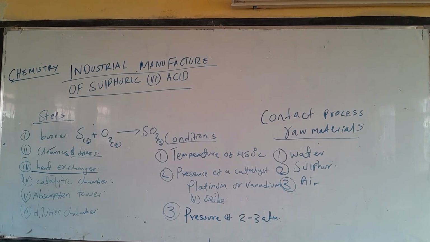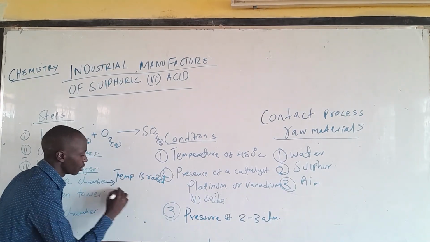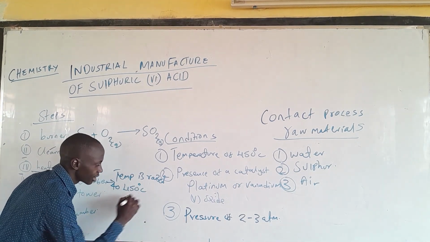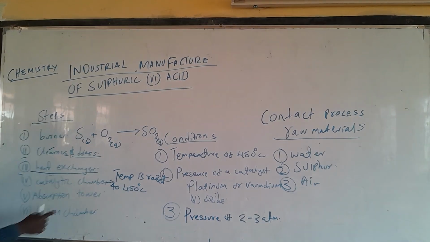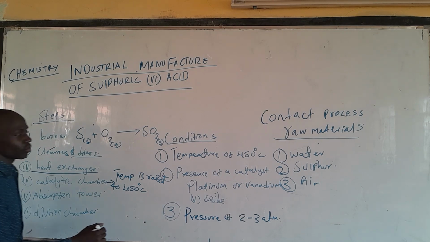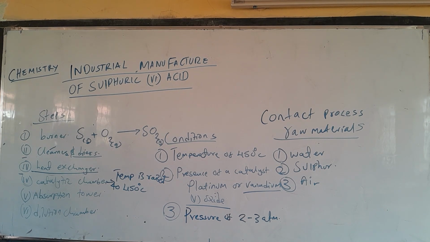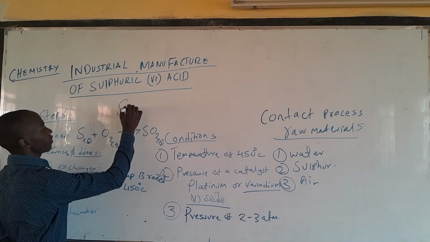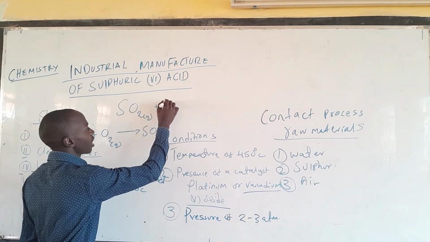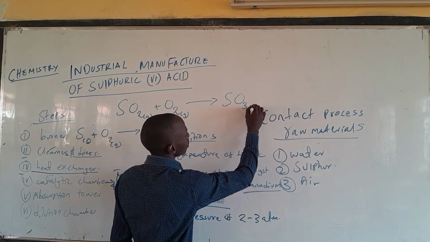In the catalytic chamber, the temperature here is raised to 450 degrees Celsius. When this temperature has been attained, the mixture of sulfur 4 oxide and air are then passed over a catalyst, which in our case is vanadium 5 oxide. So when the mixture is passed over vanadium 5 oxide, there will be production of sulfur 6 oxide. The equation will be sulfur 4 oxide gas plus oxygen gas, we will have sulfur 6 oxide.